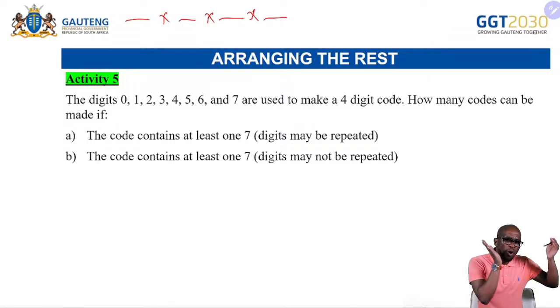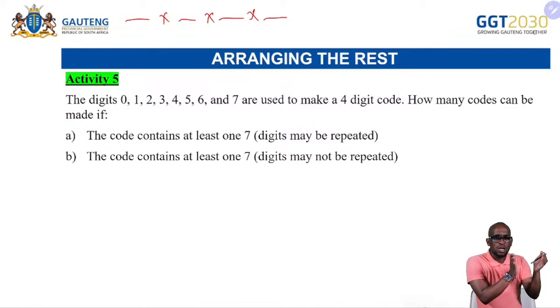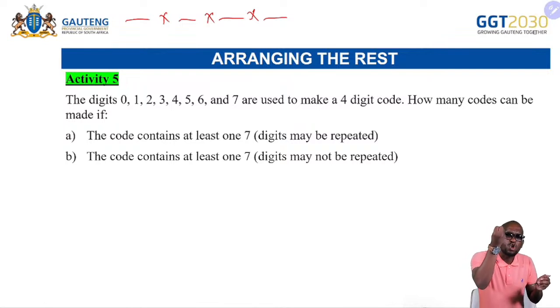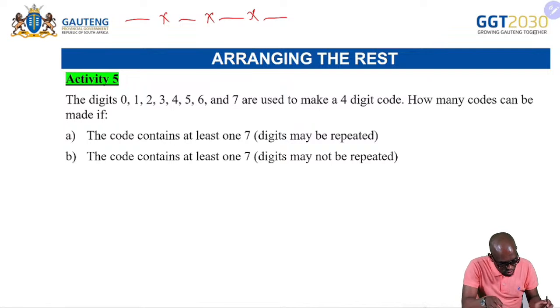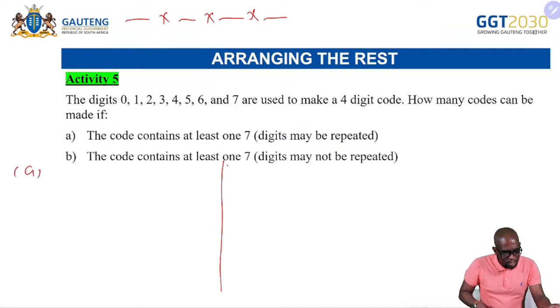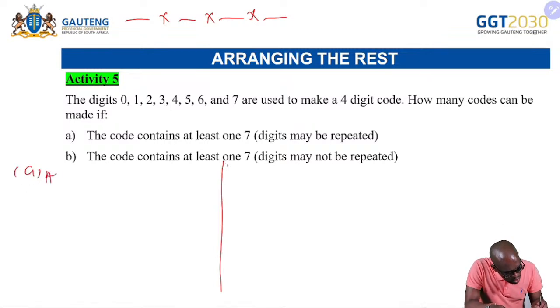We're going to look at all the codes without any restriction. And then from there, we're going to take away those codes that contain no 7 at all. So if we take away those that contain no 7 at all, it means that those that would remain would be codes that contain at least 1 7. So let us go through this quickly. So the first one, they say the code contains at least 1 7, and digits may be repeated.